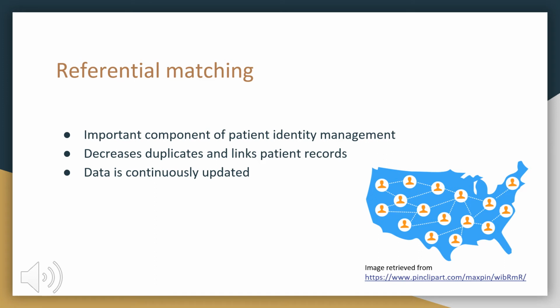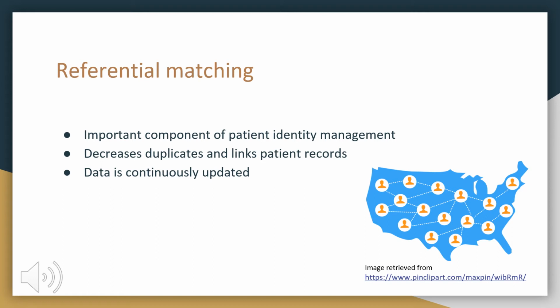As previously mentioned, healthcare systems often have duplicate patient records. This patient information could be collected from many sources, such as a patient portal, registration desks, or other healthcare organizations. Referential matching is an important component of patient identity management. It helps decrease duplicate patient records as well as link these patient records. With the help of patient matching, healthcare providers can successfully link all healthcare data to the correct patient.